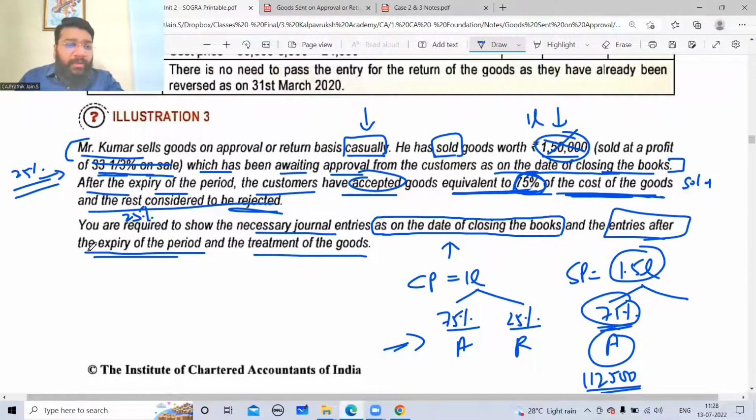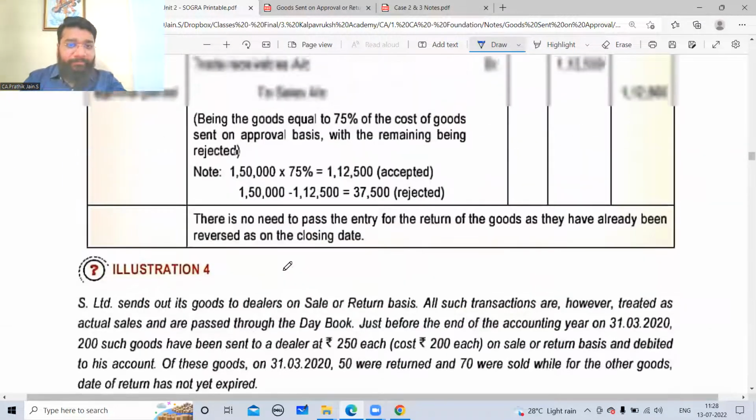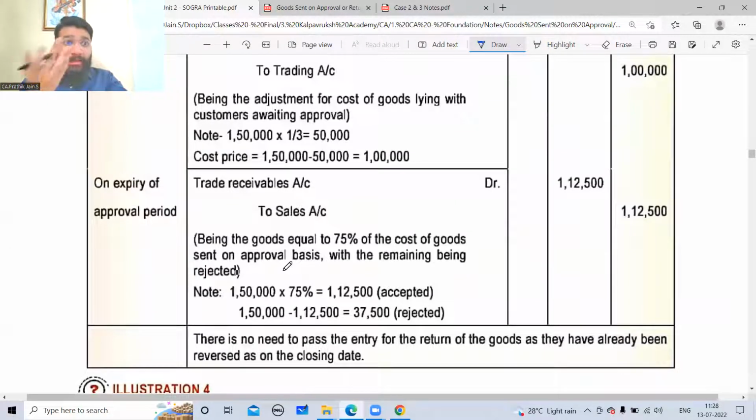So entries after the expiry of the period and the treatment for goods. The entry after the expiry period is the entry that we recorded now. Which entry is that? Trade receivable to sales. Treatment for goods. So when I did this question, I was expecting that they will reverse the inventory with customer. Surprisingly, they have not done. I thought in this question at least, whatever is in my heart, the question institute will listen to that, and I thought they'll reverse it. But again, they have not done it.